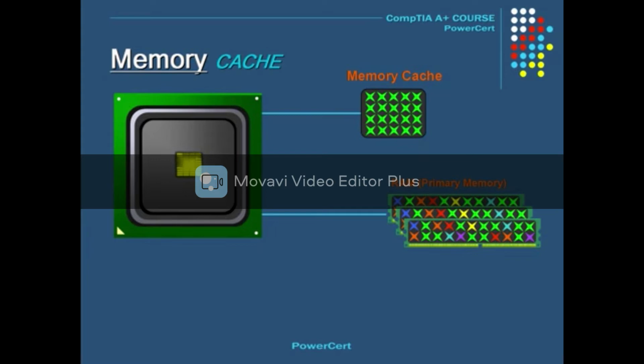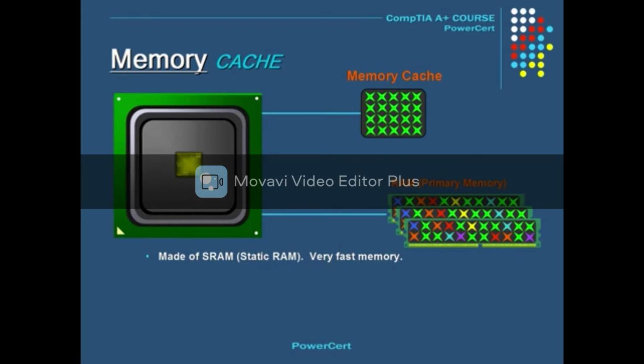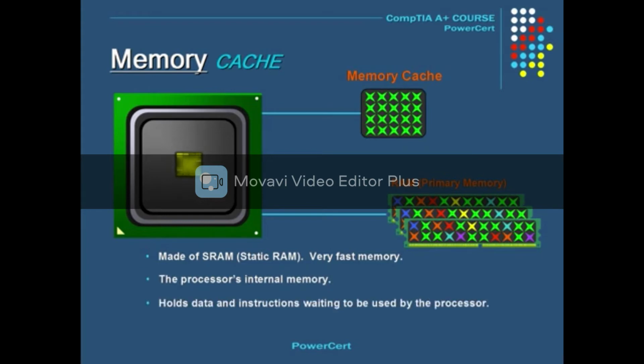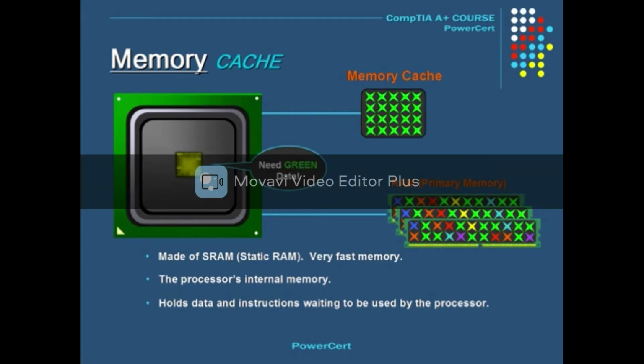There's also what's called memory cache. The memory cache is made of SRAM or static RAM, which is very fast memory when compared to regular DRAM that is used for primary memory. The memory cache is the processor's internal memory, and its job is to hold data and instructions waiting to be used by the processor. So basically what cache does is that it holds common data that it thinks the CPU is going to access over and over again.